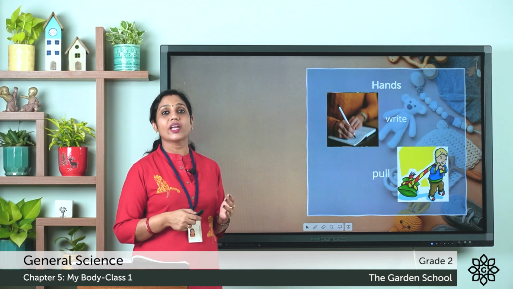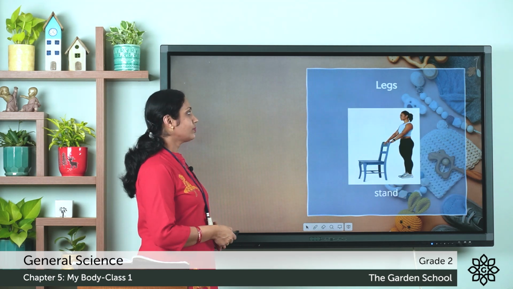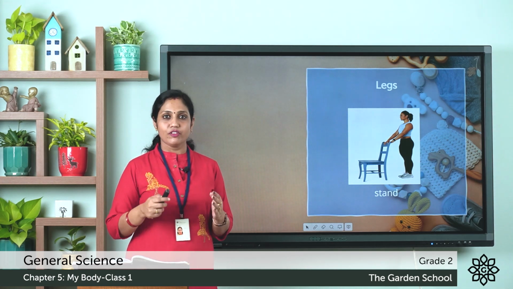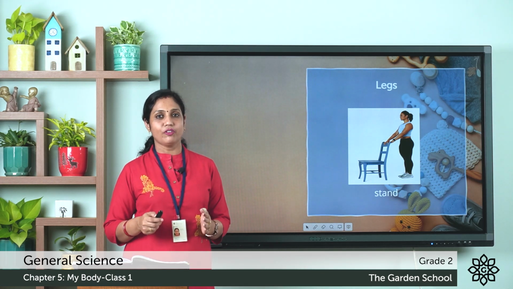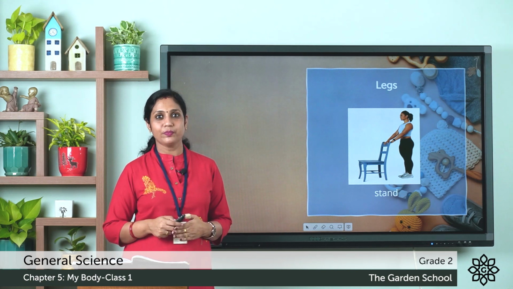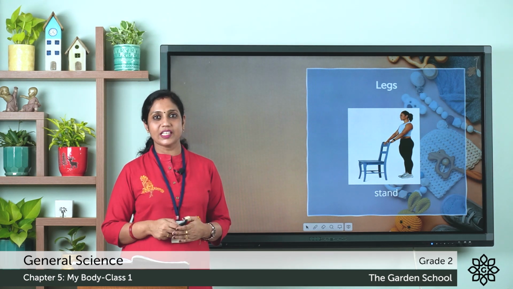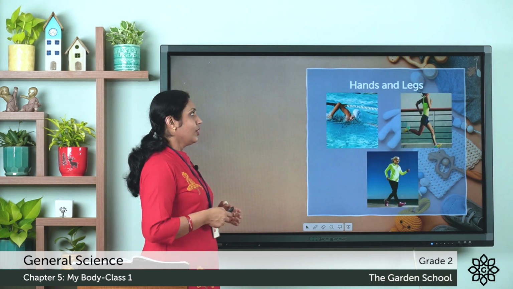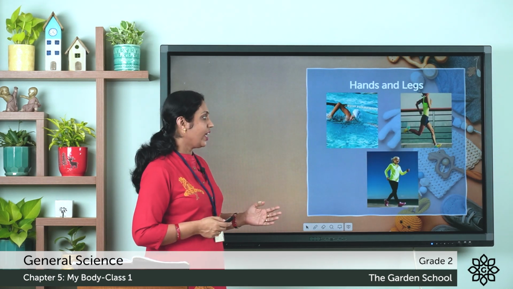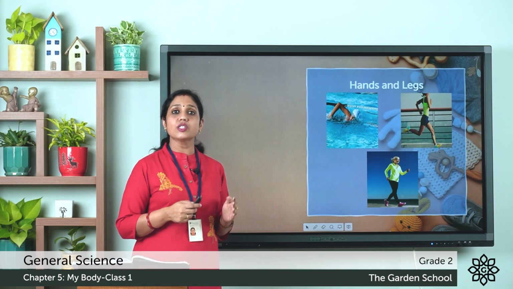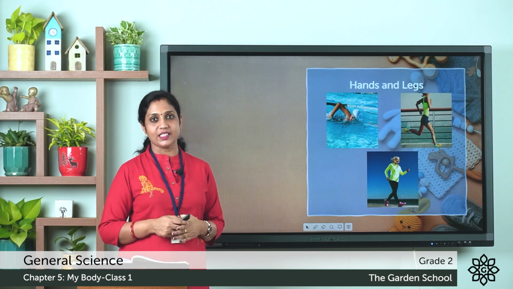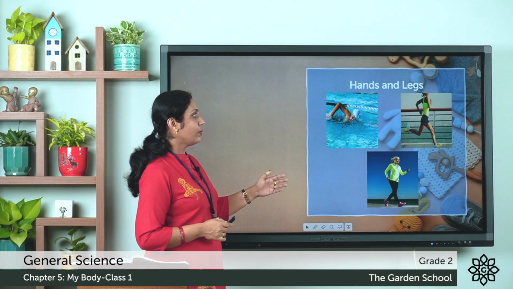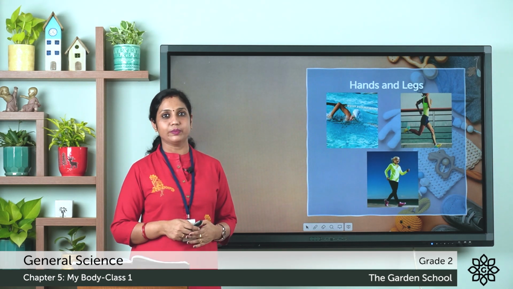Next, let's look at our legs. So with the legs, we are able to stand. If you're sitting, pause the video for a minute and can you please stand up? So which part did you use for standing up? You used your legs to stand up. For swimming, running and walking, we use both our hands and legs. So hands and legs are needed to swim, to walk and to run.